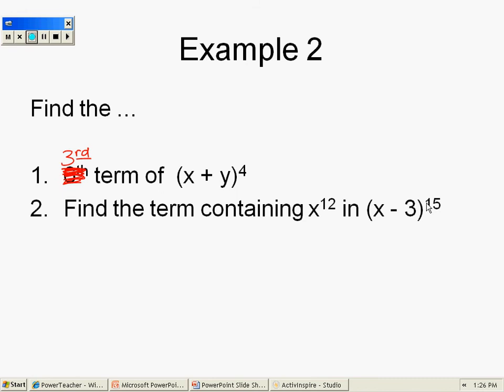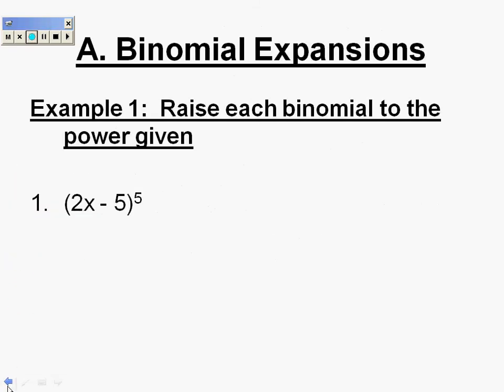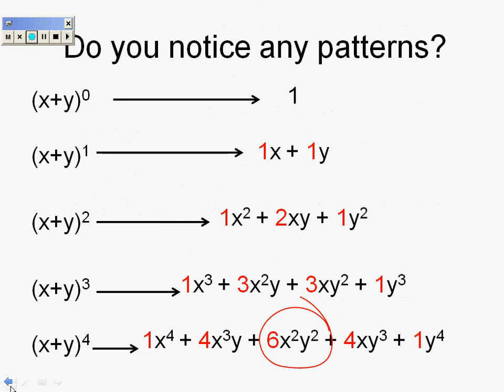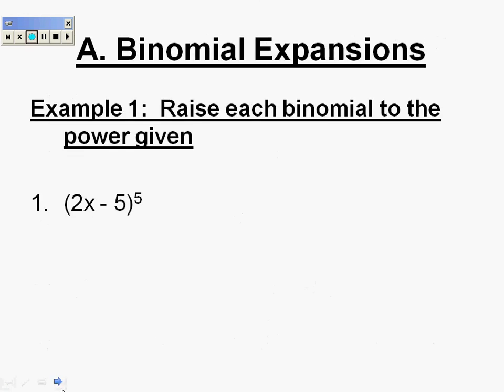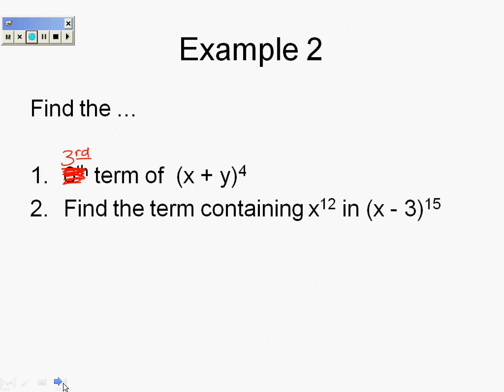We're looking for the third term of x plus y to the fourth. I picked that because we already have that. If we step back a little bit, what's the third term of x plus y to the fourth? 6x squared y squared. Once we plug in all these numbers, it should give us that term. Okay? So that's the objective here. We should get 6x squared y squared. So let's go ahead and do that and see if it actually works.